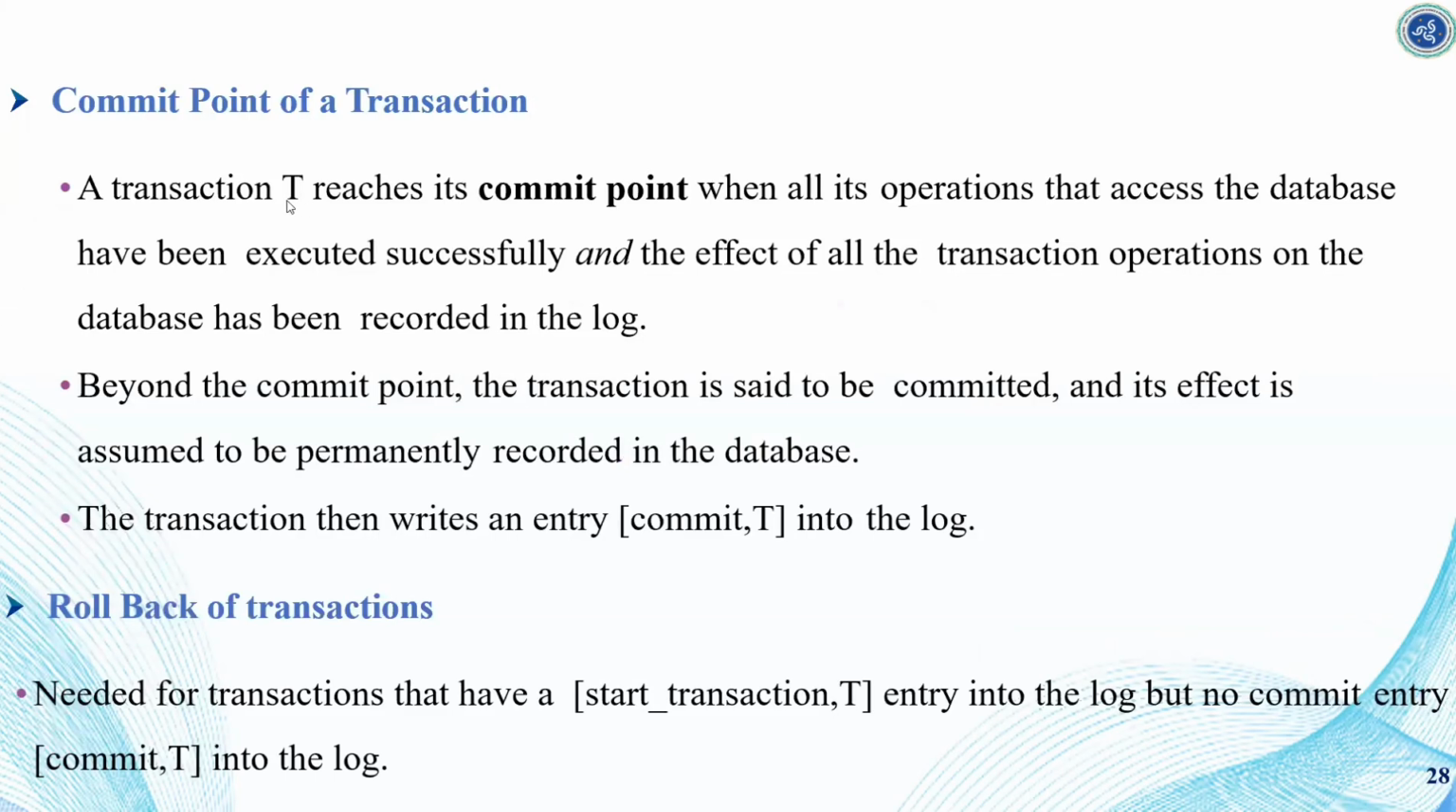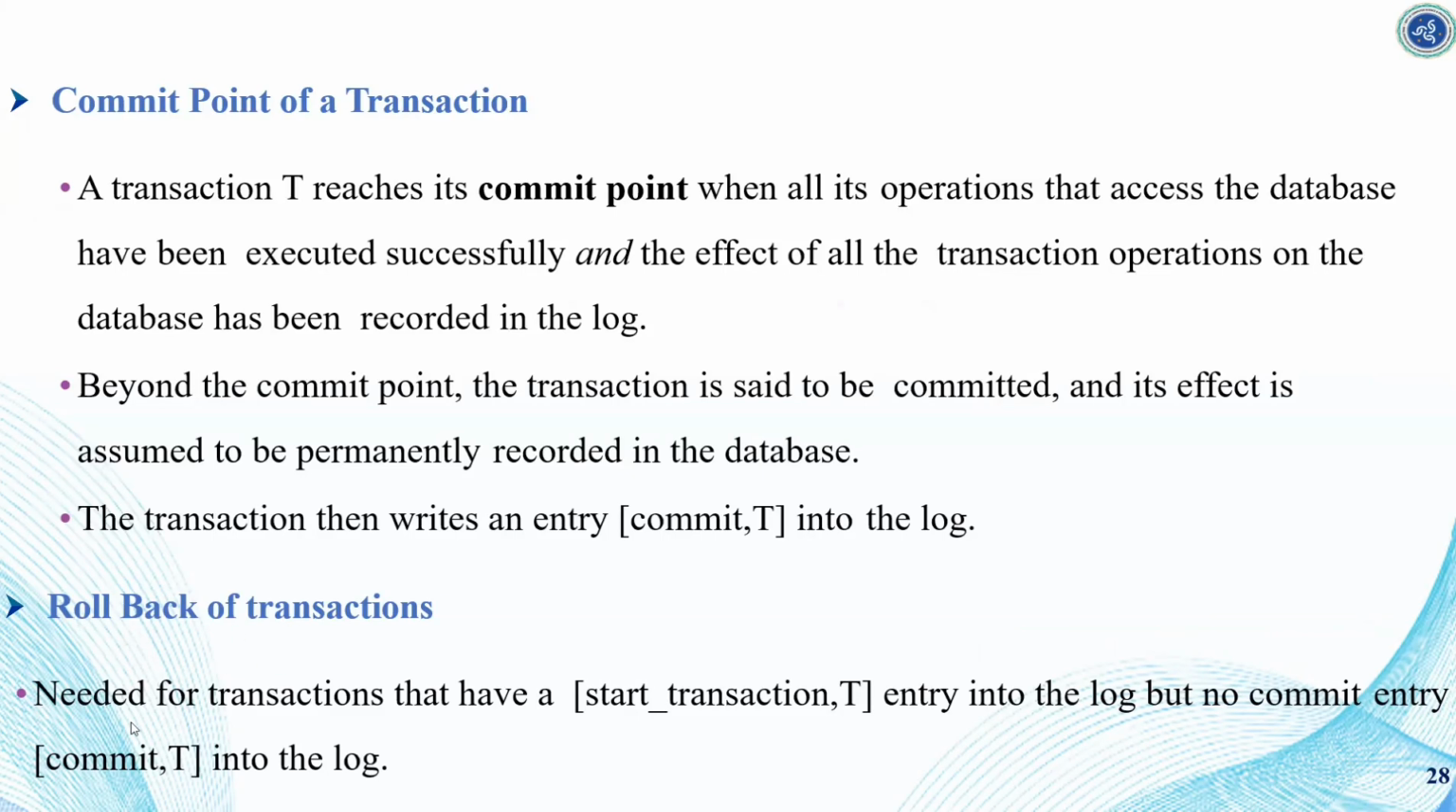Next one is a commit point. That is, after reaching the end of the transaction, we can mark the commit point so that all the processes inside these transactions are saved successfully, and that is the commit record. That is, all the operations will also be marked as a log in the log record.